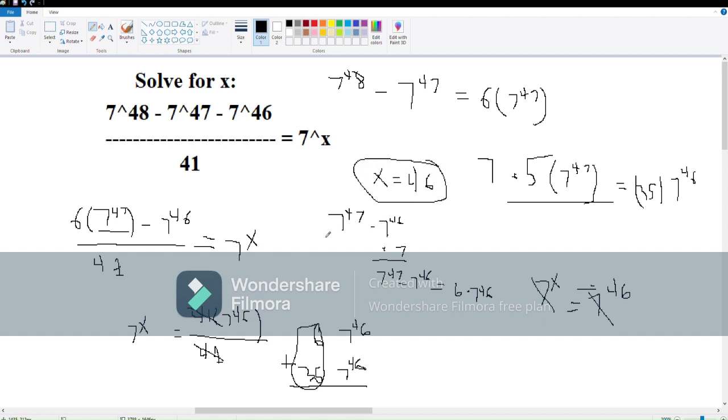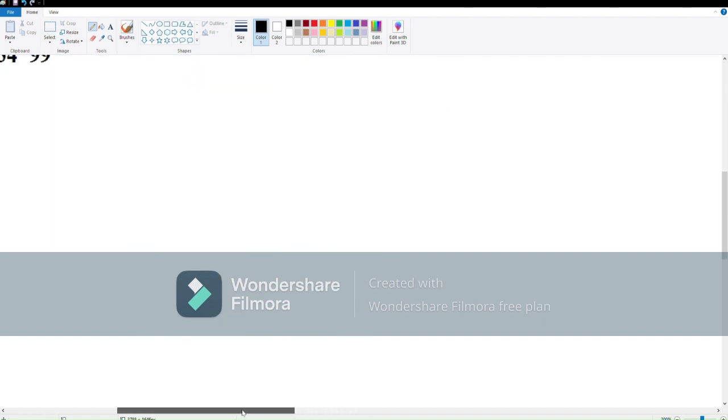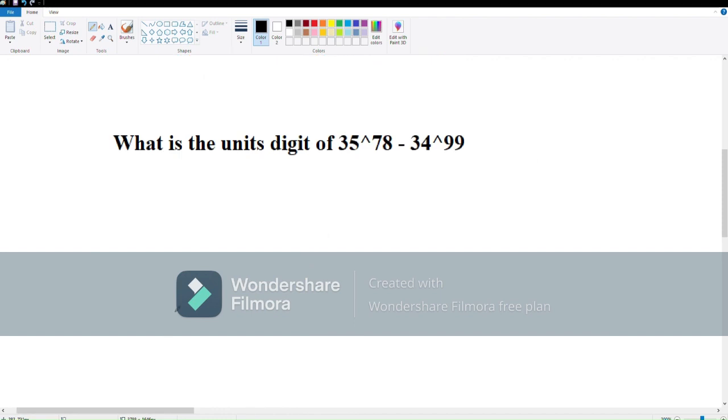Okay, moving down to our final problem of the day. We want to find the units digit of 35 to the 78th power minus 34 to the 99th power.